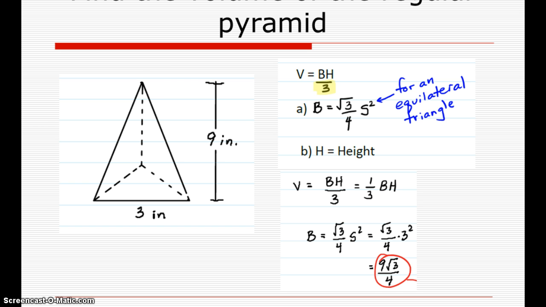Okay, we'll substitute that in. And we get that the area of the base is 9 square root of 3 over 4. Now in your calculator, you would actually put 9 times square root of 3 equals, then divide by 4. If you do 9 times the square root of 3 divided by 4 and then hit the equal sign, what you're really doing is getting the square root of 3/4 and multiplying it by 9.